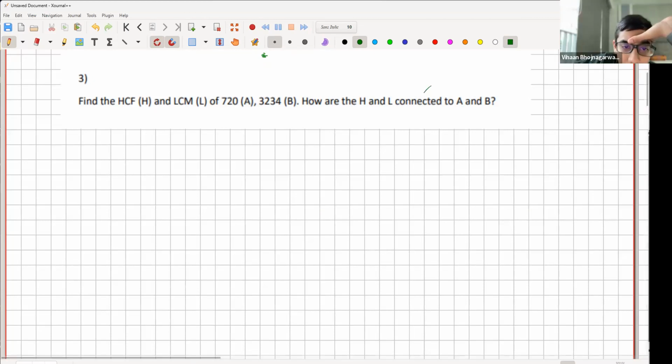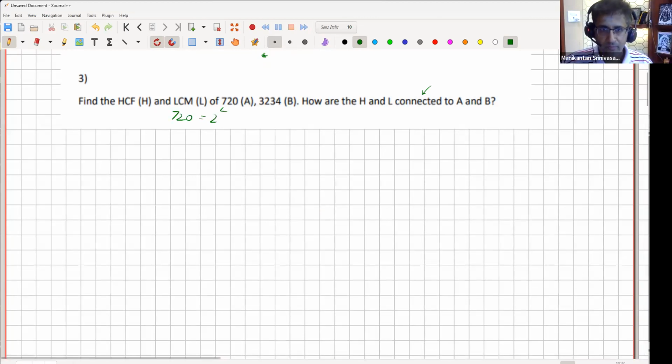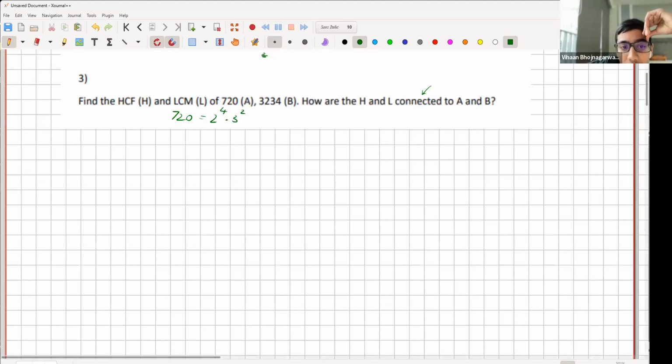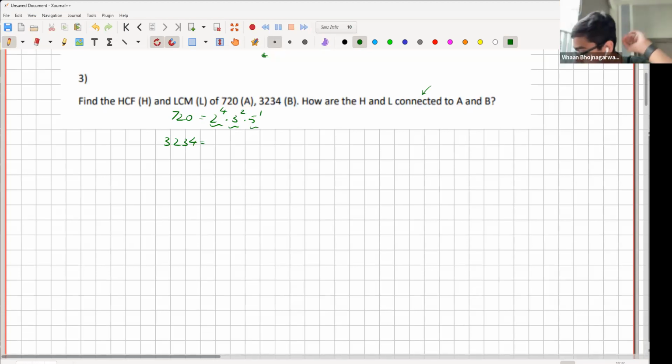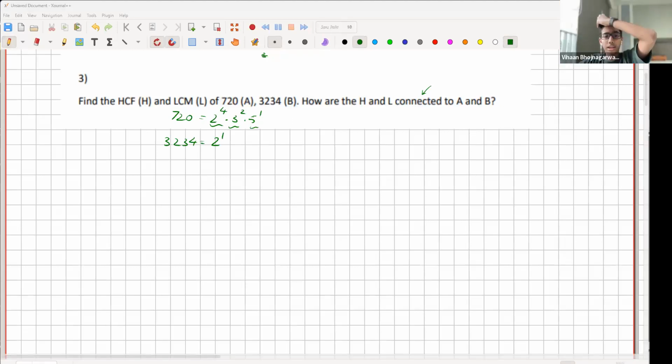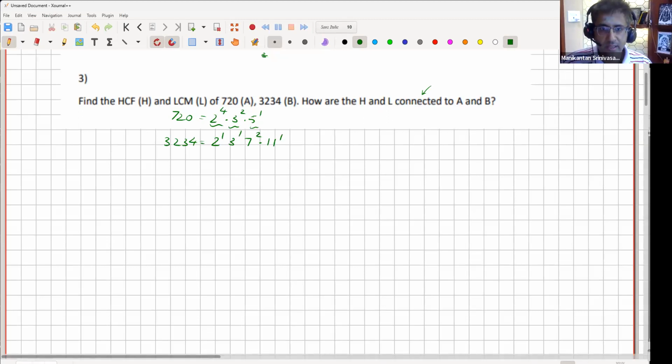So I did the prime factorization for 720. I got 2 raised to 4, 3 raised to 2, and 5 raised to 1. Okay, let's check: 16 into 9, 144 into 5. Yeah, correct. Okay, and the prime factorization of 3234 would be? I got 2 raised to 1, 3 raised to 1, 7 squared and 11 raised to 1. Okay, so 6, 66 and 49. Yeah, seems more like it.